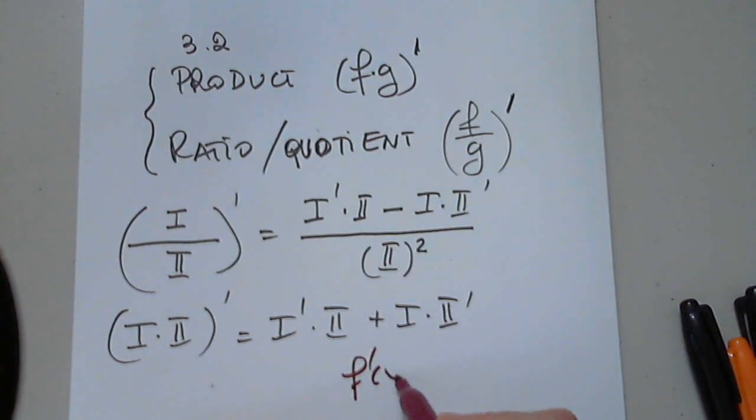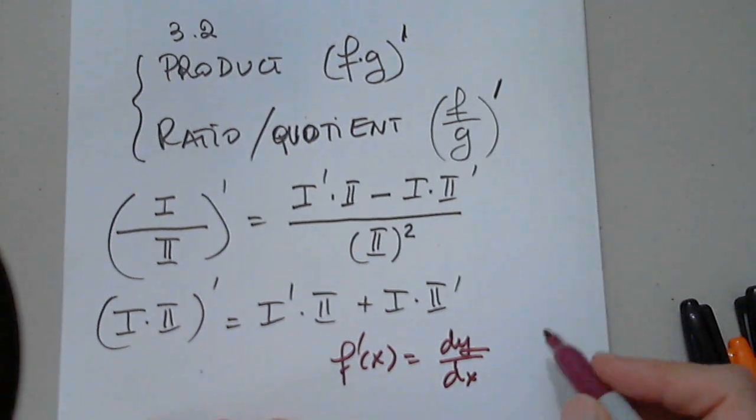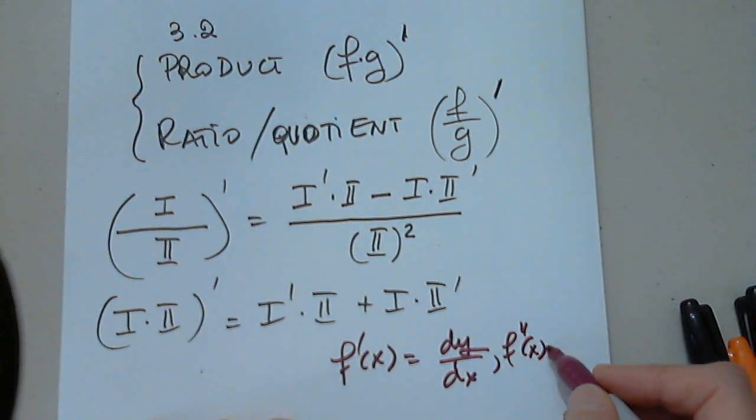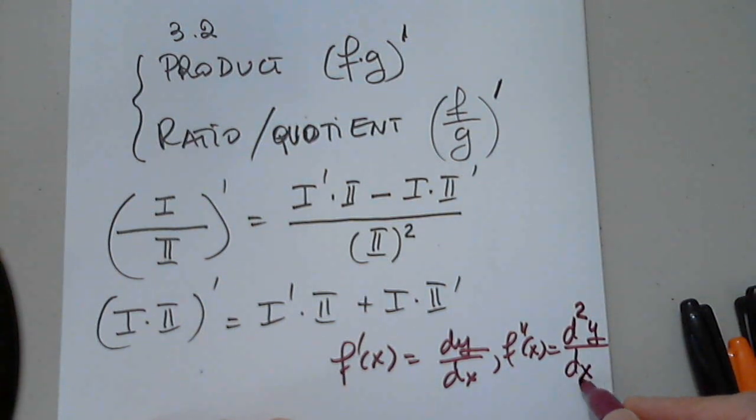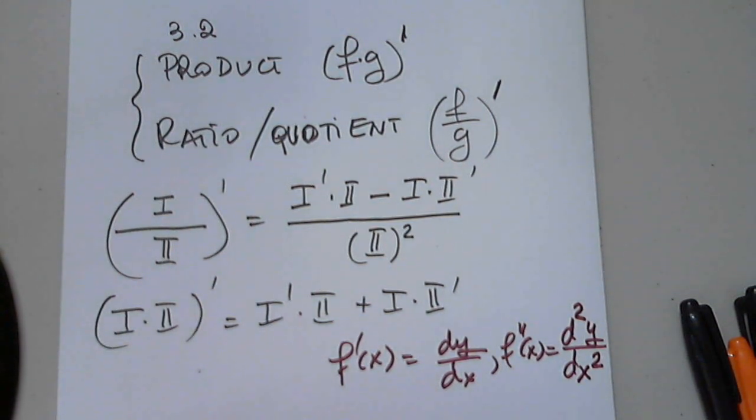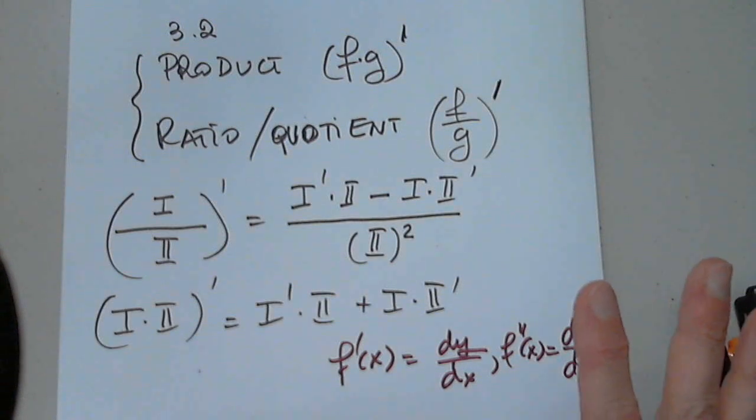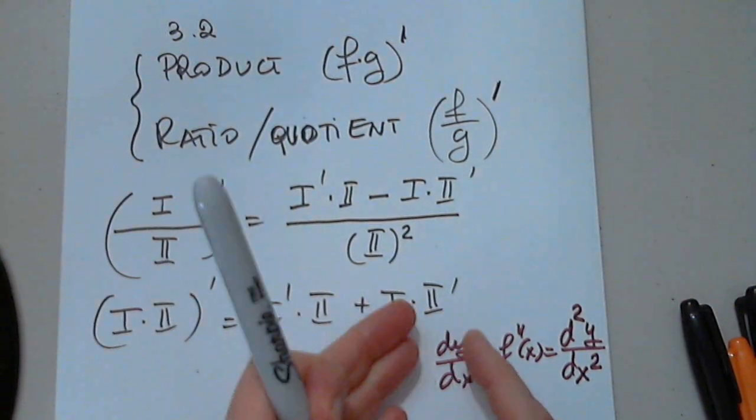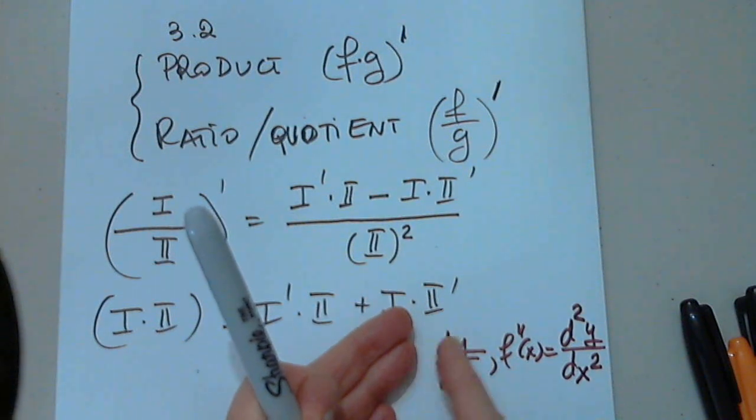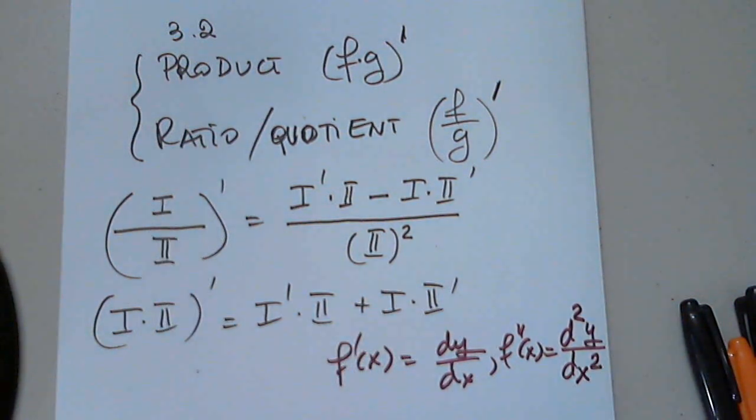So the first derivative we know is dy over dx. The second derivative will be d2y over dx2. And you can ask, why don't you put a 2 here? Because to get to this, we are differentiating in front here. So that's why that's the notation. Okay? It's d2y over dx2.